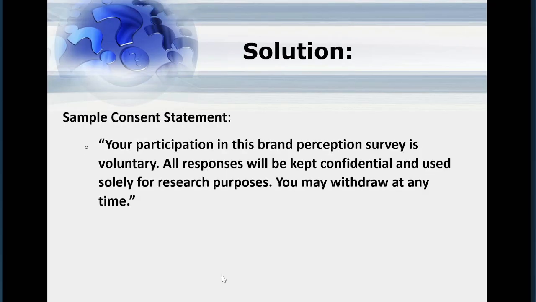So it could be something like this. Your participation in this brand perception survey is voluntary. All responses will be kept confidential and used solely for research purposes. You may withdraw at any time. A well-crafted consent statement reassures participants and aligns with ethical research practices.